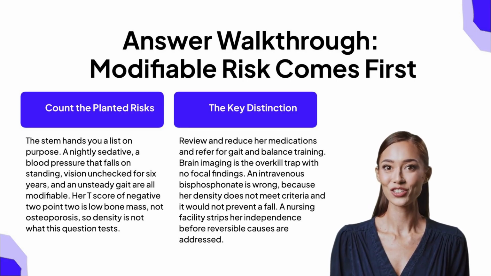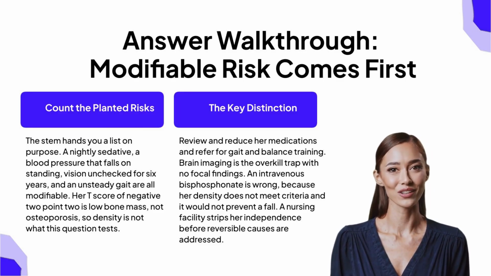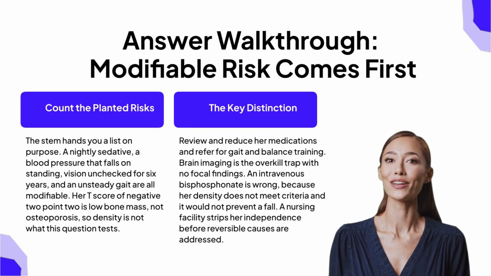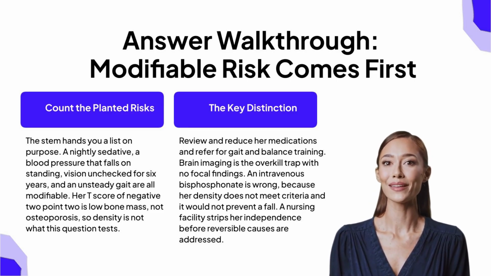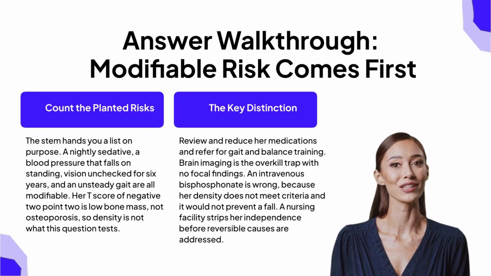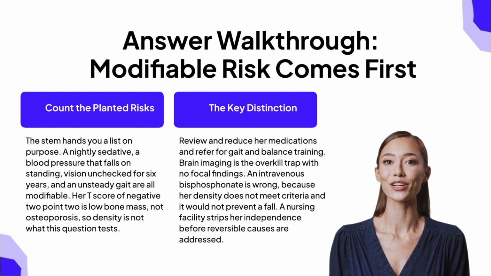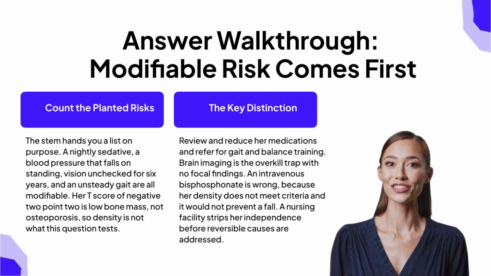So reviewing and reducing her medications and referring for gait and balance training is correct, addressing the sedative, the low standing blood pressure, and the unsteady gait at once. Brain imaging is overkill with no focal findings. An intravenous bisphosphonate is wrong twice, since her density doesn't meet criteria and it prevents no falls. And a nursing facility strips her independence before reversible causes are touched.